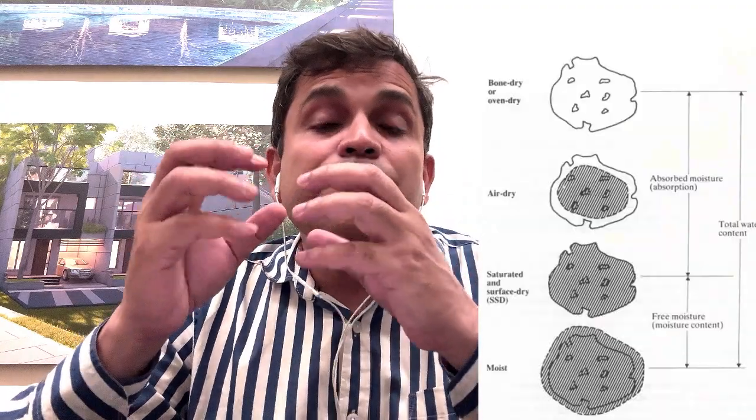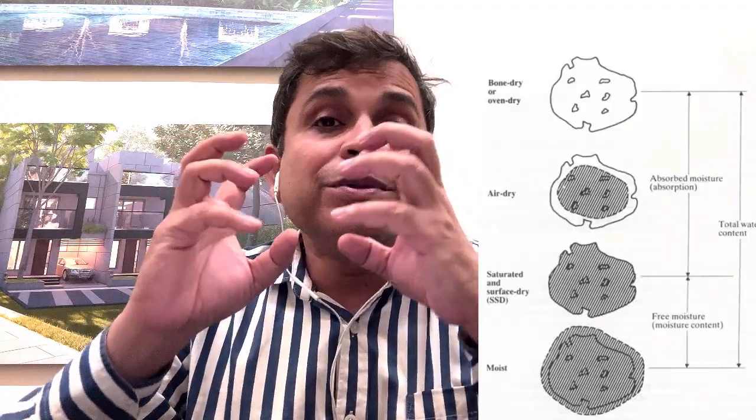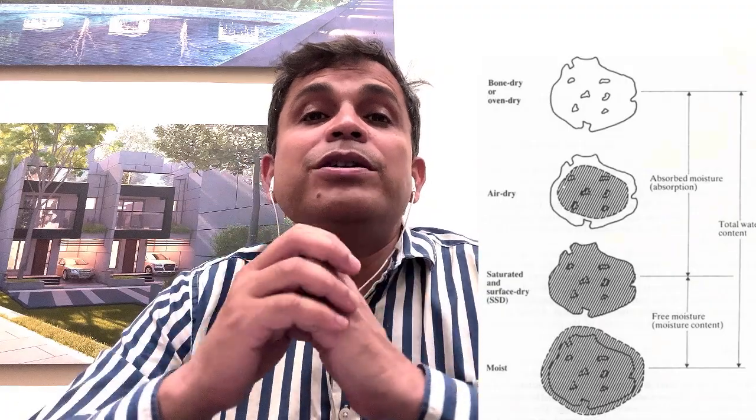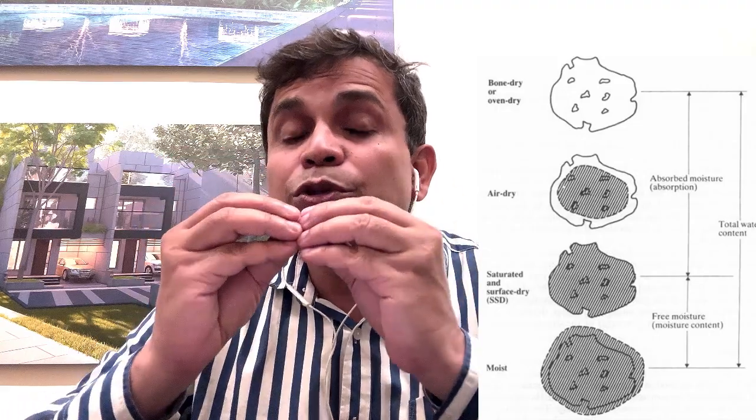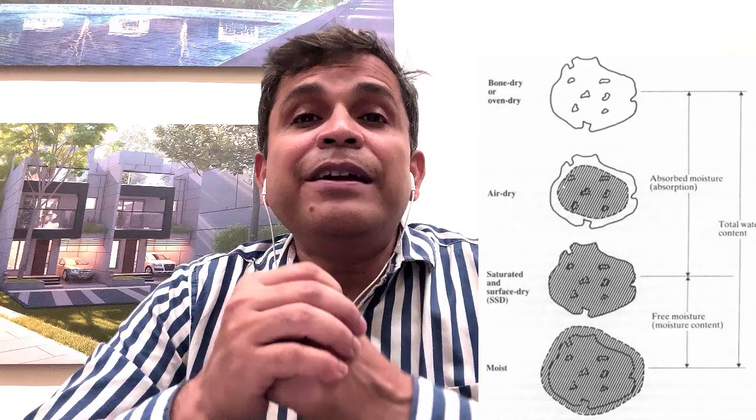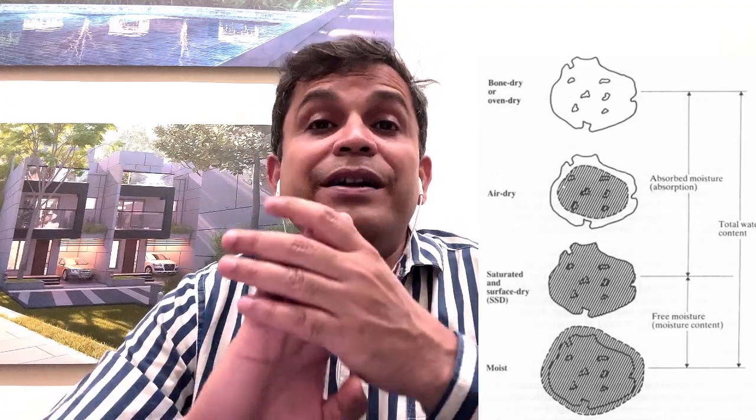Now to start with moisture correction, before that we need to know the structure of the aggregate, be it the coarse aggregate or the fine aggregate. In the aggregate there is a surface and also there are some internal pores. Whatever moisture is coming, that moisture can be inside the pores, on the surface, or in both. Depending upon that, there are four certain conditions.